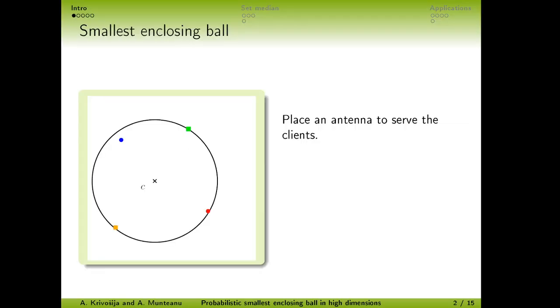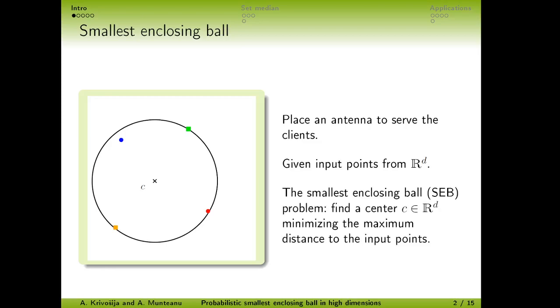Assume we want to place an antenna to serve clients, but in order to save energy, the radius of the enclosing ball has to be minimal. So, given n input points in d-dimensional Euclidean space R^d, the smallest enclosing ball problem is to find a center C such that the maximum distance to the input is minimized.